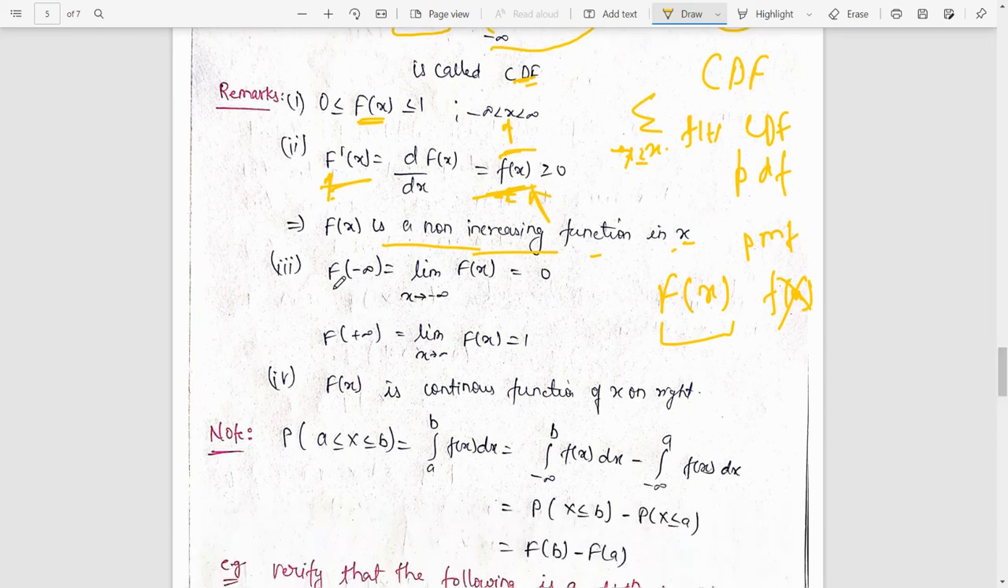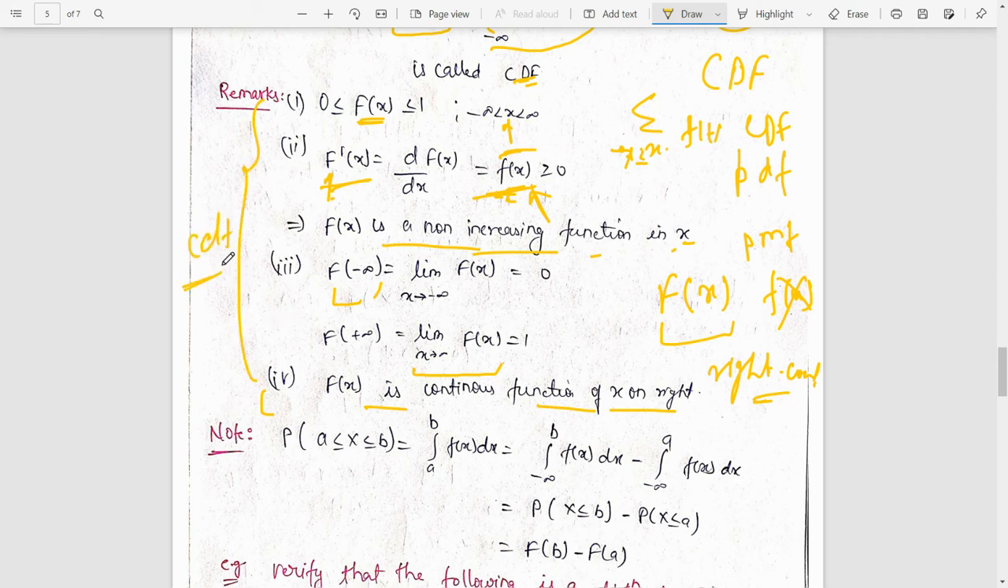The next property: if you calculate F of minus infinity, which is the limit of F(x) as x tends to minus infinity, it is going to be 0. And if you calculate F of plus infinity, it's going to be 1. The fourth property is that F(x) is a continuous function of x on the right, so you get right continuity. These four properties are the most important properties of the CDF.